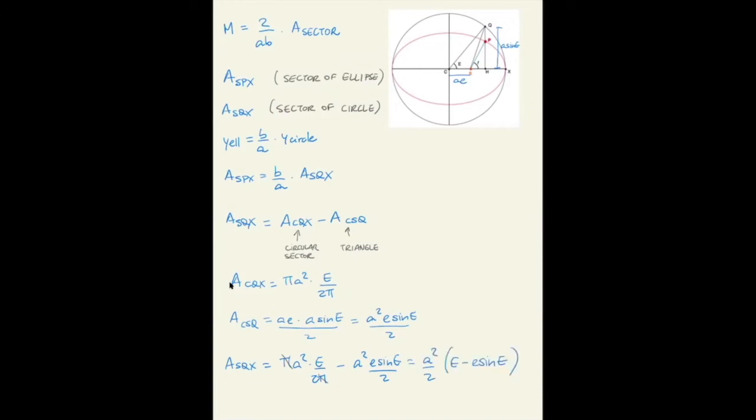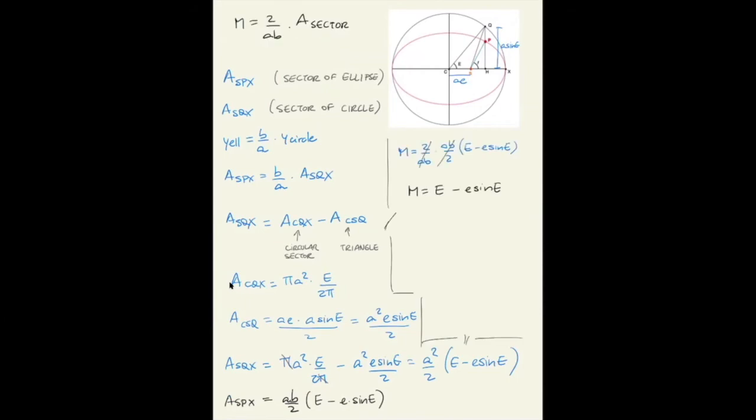To find the area of the elliptic sector, we multiply it by b over a. So we now equate that to the mean anomaly. And there you have it. The mean anomaly is equal to the eccentric anomaly minus the eccentricity times the sine of the eccentric anomaly. This is known as Kepler's equation. The left-hand side is time, the mean anomaly. The right-hand side is area.